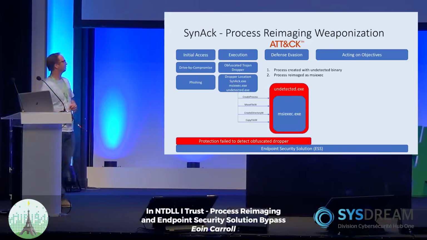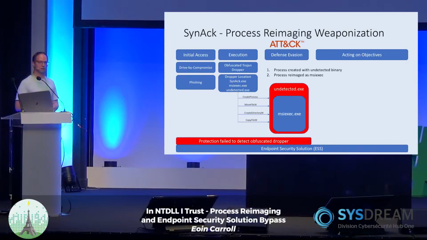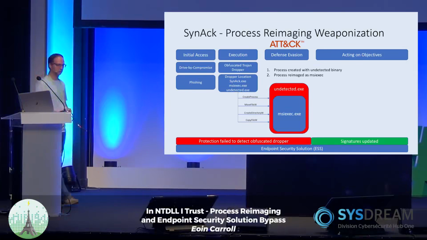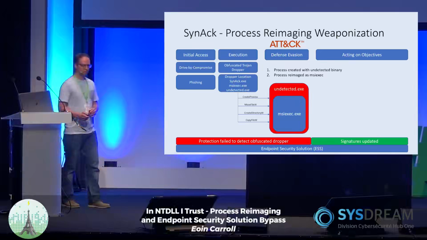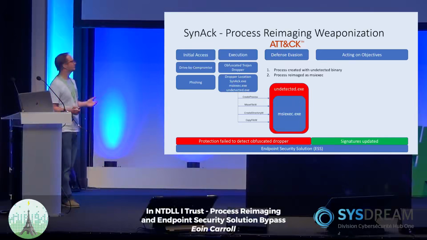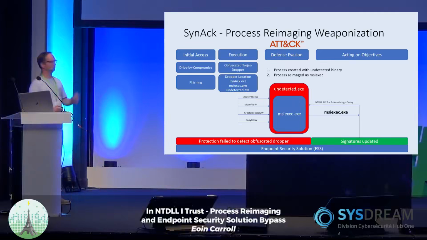And then once the endpoint security solution fails to detect the dropper, we get that malicious process executing. They update their signatures, and then they query the operating system APIs for the executing process name. And you can see here, right, there's a malicious process executing. We don't detect it, right?